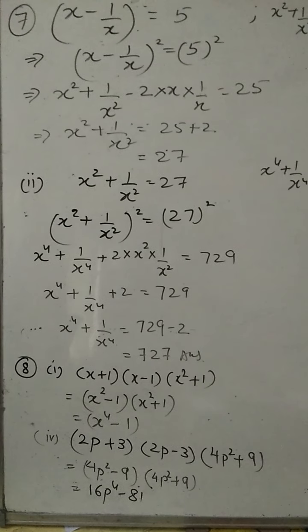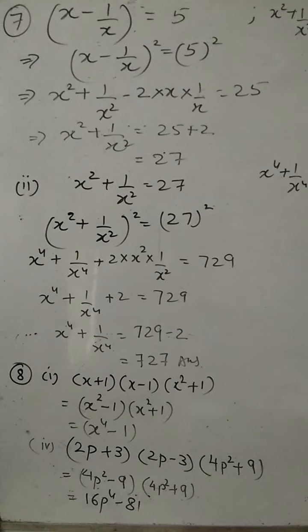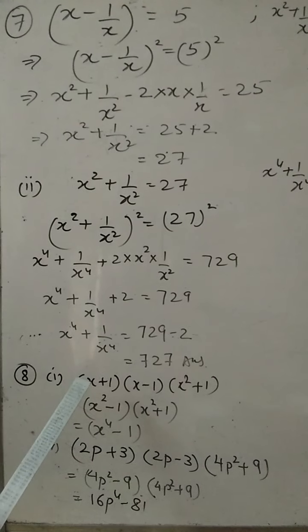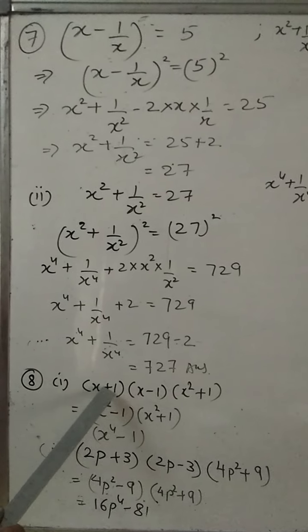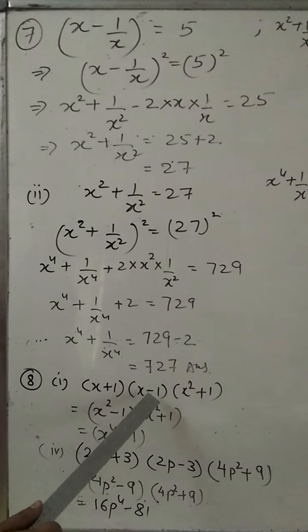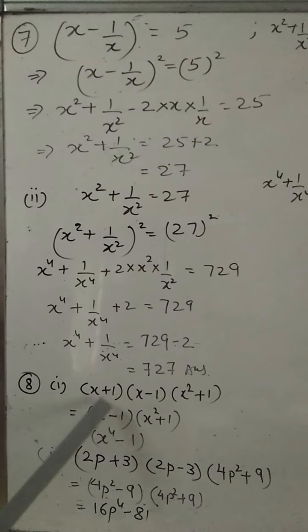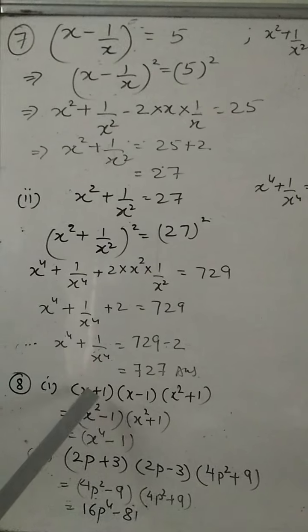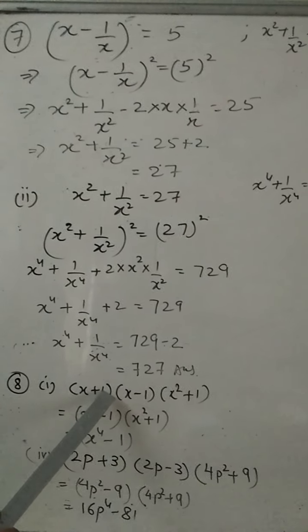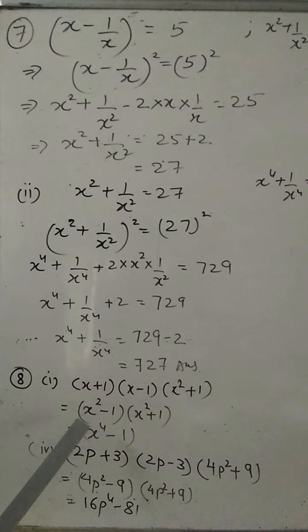So you need to recall which identity is applicable, that is a square minus b square, because a square minus b square is a plus b into a minus b. So this is a plus b and this is a minus b, which equals a square minus b square. That means you have to do squaring. When you multiply these two, your answer will be x square, the square of this term, minus the square of this term, 1. So x square minus 1 will be your answer.